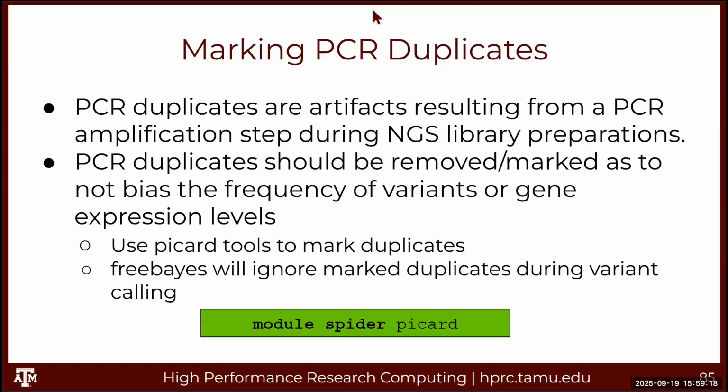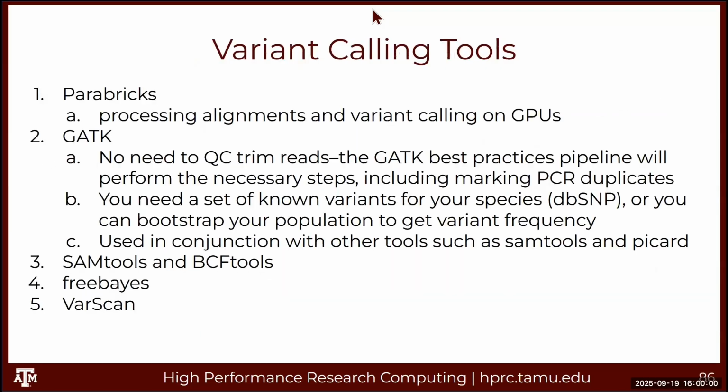See what we have here. So Freebase, when you're calling variants, during the library generation step there's sometimes a PCR amplification. So basically you're taking the same DNA fragment and amplifying it multiple times. But if you're going to call variants, you don't want that same fragment with the same SNP counted that many times. So Picard marks duplicates, so you're only counting that once when you're deciding whether that's a variant or not. You'll run into that definitely when you get to variant calling.